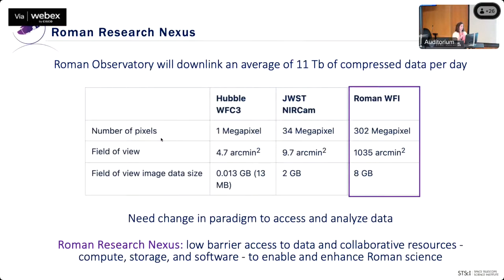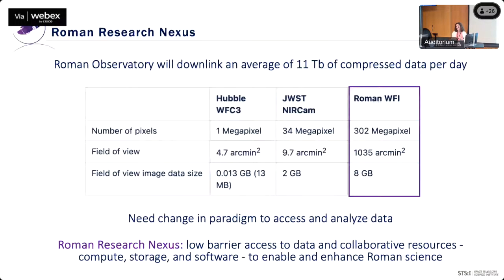But one key thing is that for Roman, our images are much larger and the data volume is much larger than any other of the missions that we usually deal with here. For Roman, we are planning to downlink an average of 11 terabytes of compressed data per day, okay? And if you compare the size of a full field of view, you can see that it's significantly larger than anything you've worked with, JWST NIRCam, for example. So clearly, there needs to be a change in paradigm to access and analyze the data.